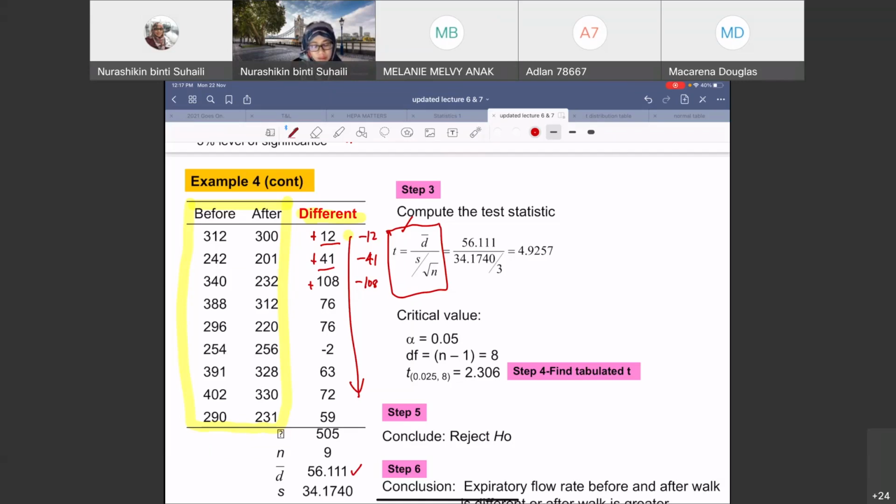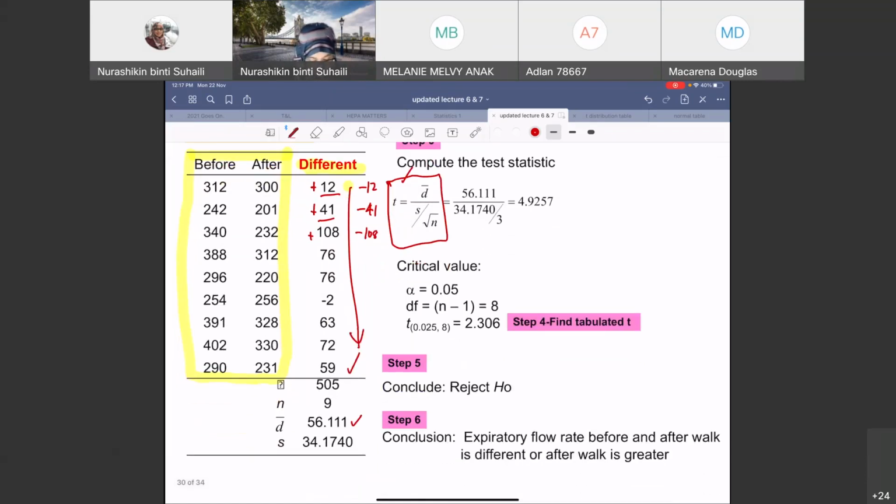One form lah, before, after, ataupun anything. Okay. So let's say here, we subtract before minus after. So find the difference. And then the n here is referring to how many samples, how many pairs. 1, 2, 3, 4, 5, 6, 7, 8, 9. So that's how you got 9.